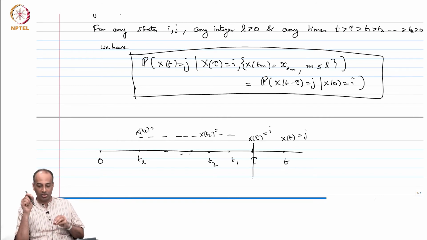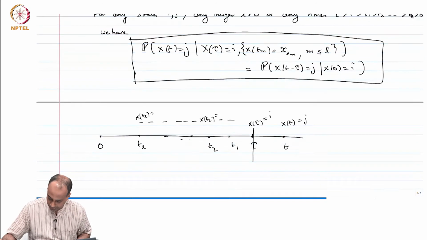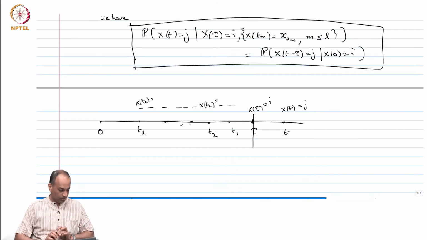It is as though you are starting the process x naught equal to i and you are looking at the probability of x t minus tau being equal to j. It is as though the process just started, the 0 time of the process is at tau, okay, and this is true for any times tau, t1, t2 etc., and for any 2 states i and j. This property follows from the Markov property of the embedded Markov chain and the memoryless property of the exponential random variables, alright. This you can easily show.